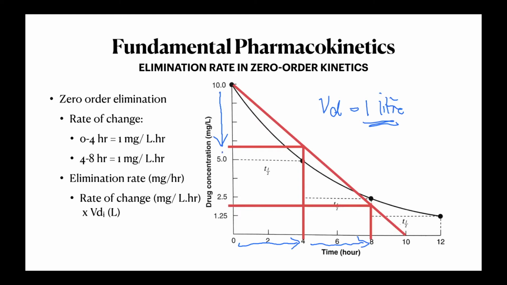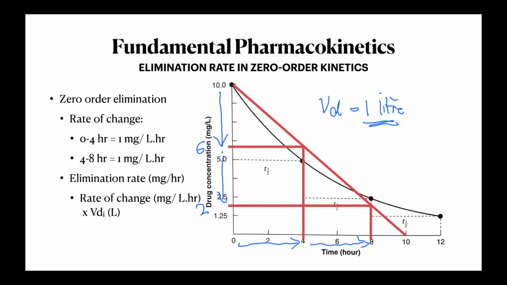Now, if you look at the next 4 to 8 hours, so the next 4 hour period, again, you've got a drop from 6 to 2. And again, the rate of change is 1 milligram per liter hour. And the elimination rate for that given volume of distribution is fixed. It continues to be 1 milligram per hour. So it doesn't matter what the concentration of the drug is, 1 milligram per hour is always being removed. And this is for a drug with zero order kinetics.